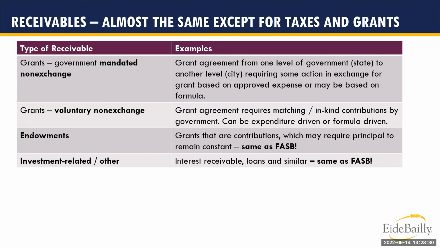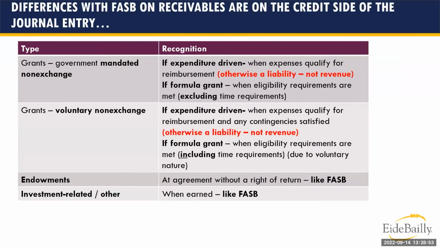Now, receivables come in 4 different but common flavors. But guess what, folks? Endowments are almost exactly the same as what you see in a not-for-profit. Dividend and interest receivables are exactly the same. Where there may be differences usually involves this grant operation. Some grants are mandated and some grants are voluntary. The grants have differences in revenue recognition.